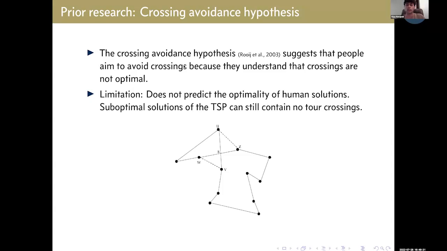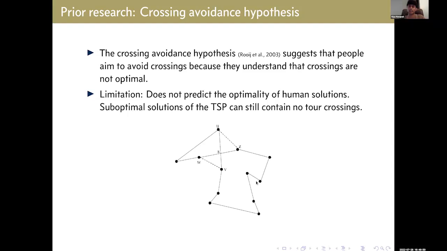So the crossing avoidance hypothesis suggests that people aim to avoid crossings or intersections in their TSP because they understand that crossings are not optimal. So if you look at the image here, the solid black line is a TSP with a crossing. But theoretically, you can always swap out a crossed TSP with a non-crossed TSP, as shown by the dotted lines, to make it more optimal. You can always do that.